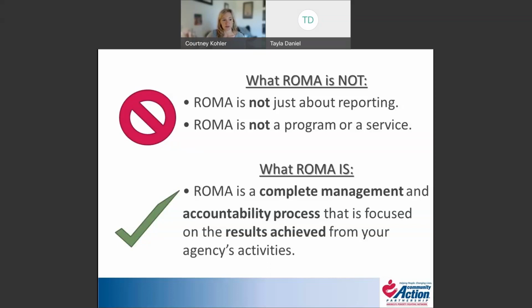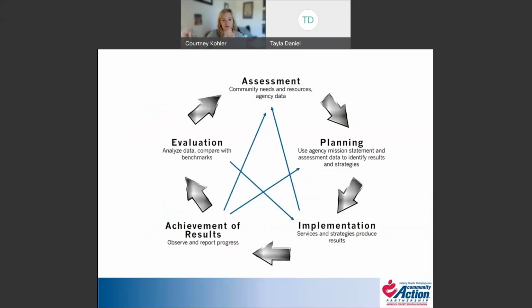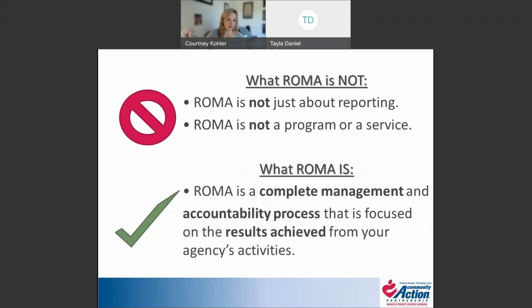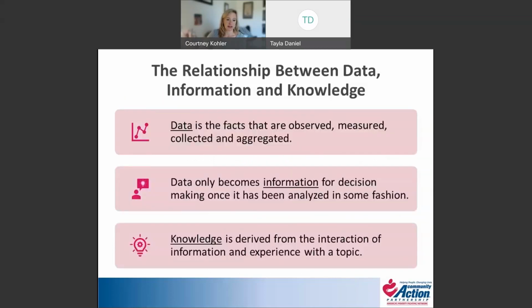So if you look at the ROMA cycle, it's very much similar to these other cycles that we see out there, related to CQI, quality management, all of those sorts of things. But this is our framework for community action. So using the ROMA framework and what we've talked about so far, this is how we can get from data to turning that into information and knowledge for decision making.